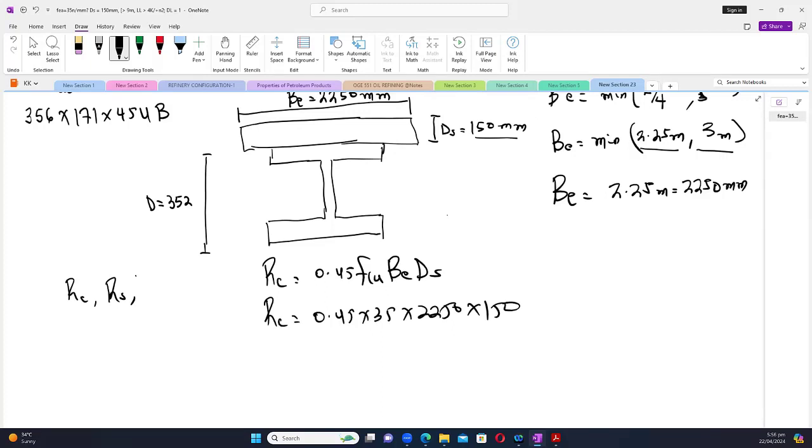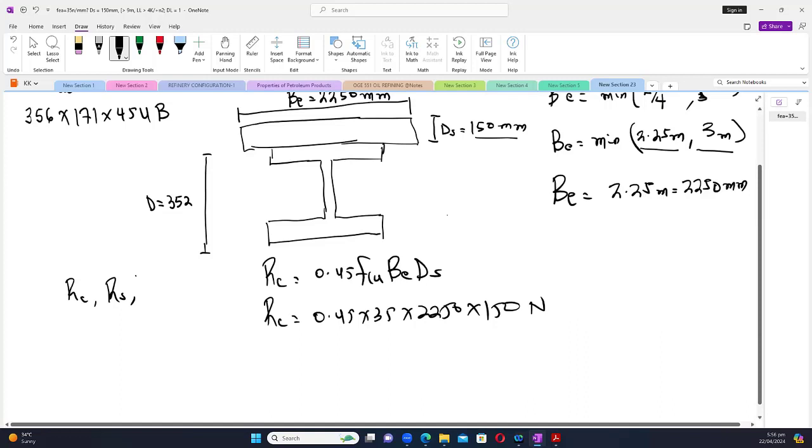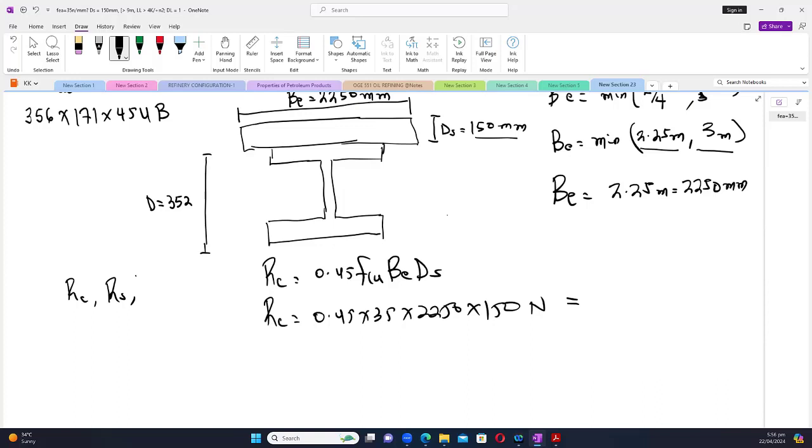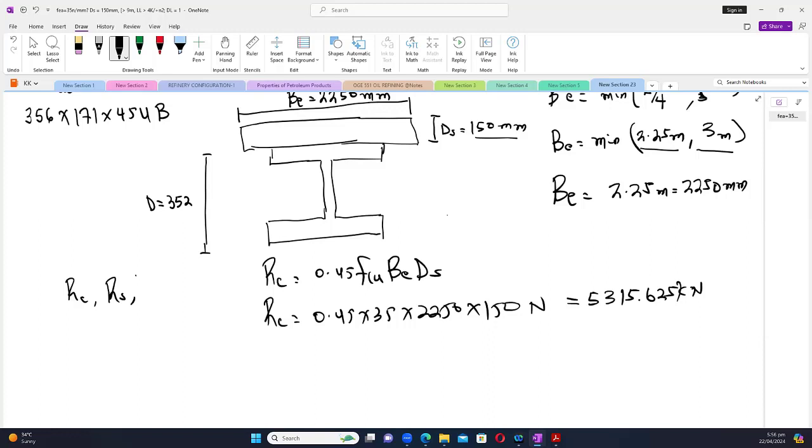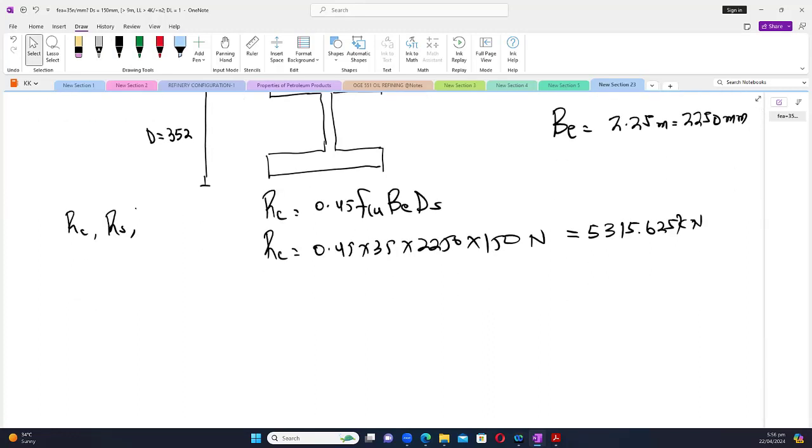And if we work this out, our answer will be in newtons. Okay, so we can keep it like this, and later we convert to newtons. I don't have a calculator yet, so you do the calculation and give me the answer. But as you do this, convert this to kilonewtons for me and give me the answer. This is 5315.625. 5315.625. Yes, sir. Okay. So we have RC there.